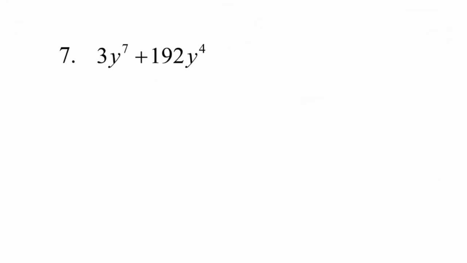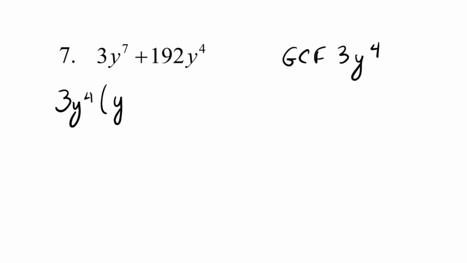Okay, here we have a binomial with a GCF of 3y to the 4th. So 3y to the 4th comes out, gets factored out. Then we are left with what? Y cubed plus 64. Have we seen that before? Do you recognize that binomial? Y cubed plus 64. If you said sum of two cubes, you're absolutely right. Sum of cubes. That's that one with that pattern, isn't it?